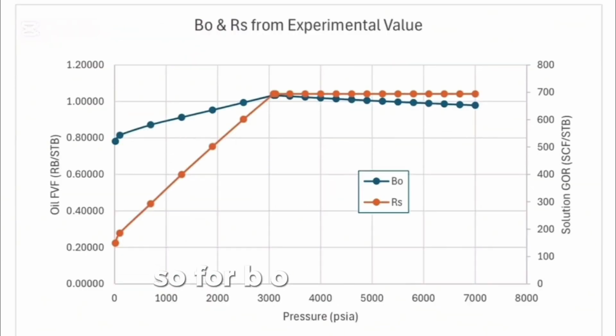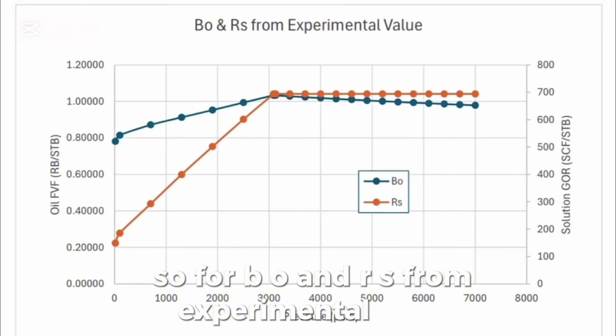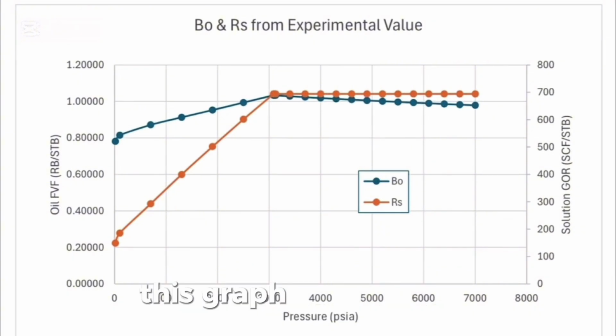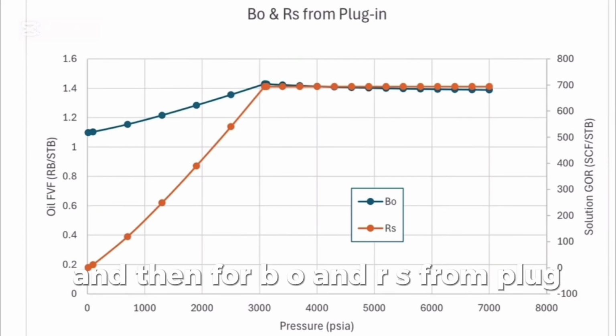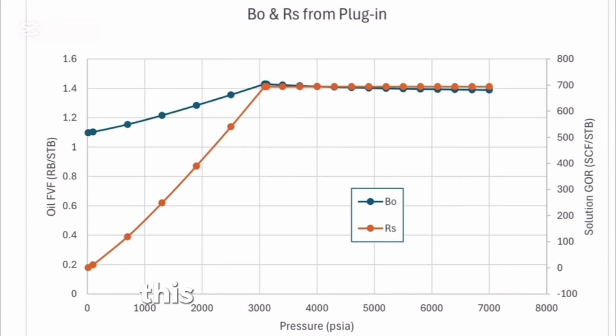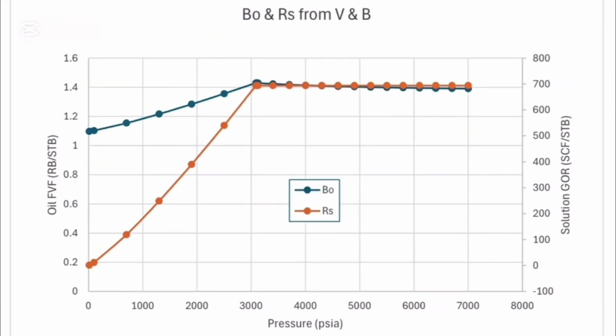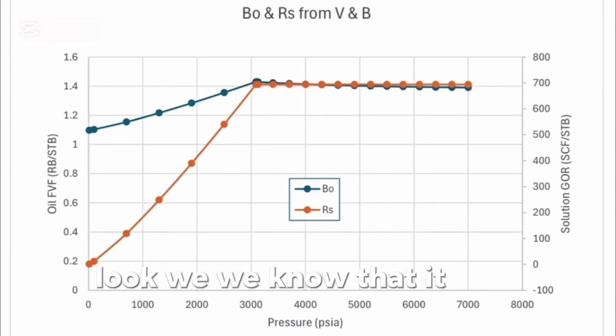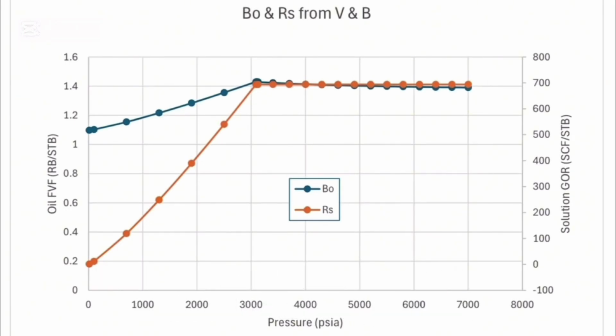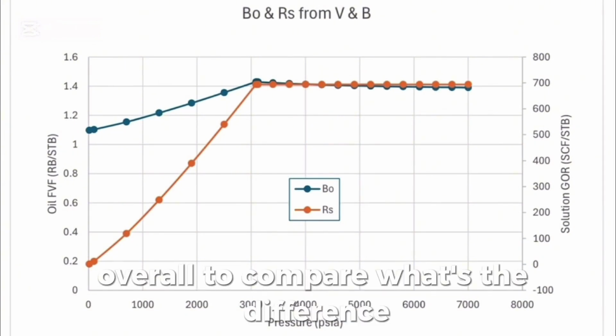So for BO and RS from experimental value, this graph looks like this. And then for BO and RS from plug-in, this graph looks like this. For BO and RS from Vasquez and Beggs, this graph looks like this. We know that it looks like the same pattern, but I have made an overall graph to compare what's the difference.